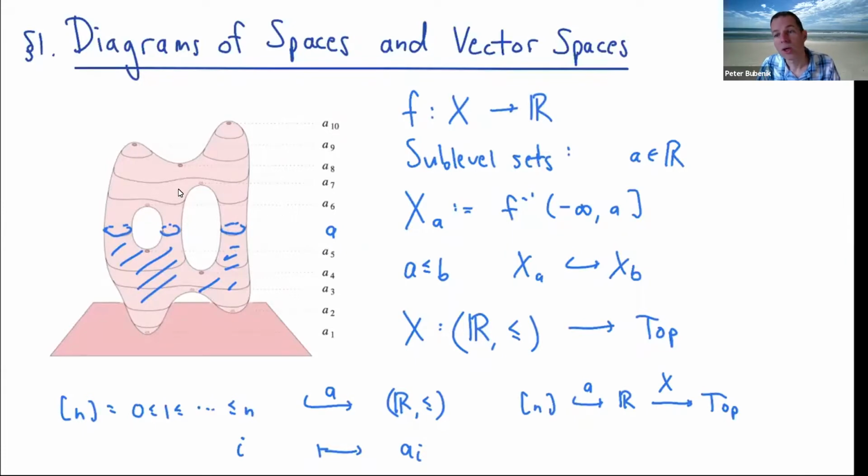Let's use that language. A functor goes from a category to a category. In this case, the category has a special form. It's coming from a partially ordered set. The real numbers are totally ordered, but the same construction works for any partially ordered set. We just have elements of that poset and inequalities. We can think of that as a category whose objects are the elements of the poset, and there's a single map between x and y whenever x is less than or equal to y.